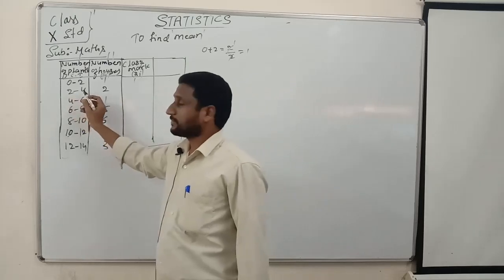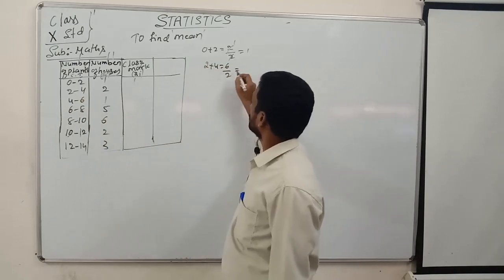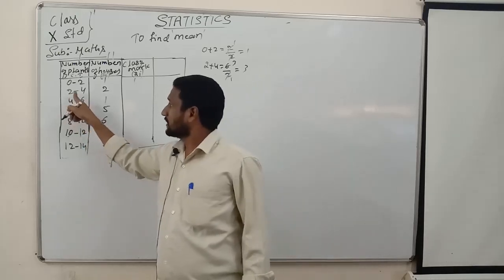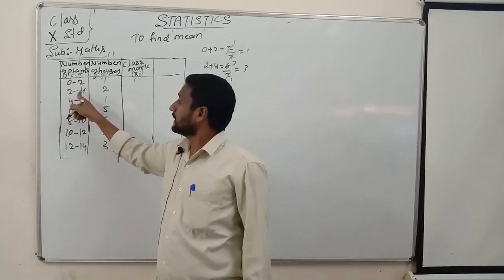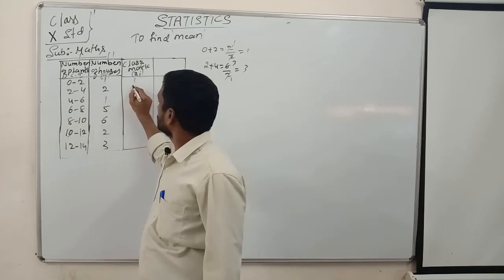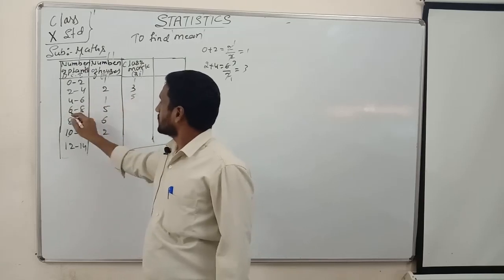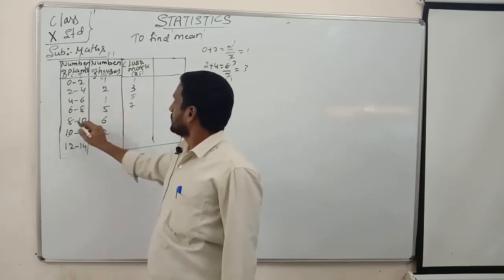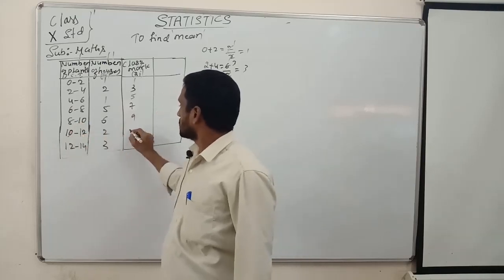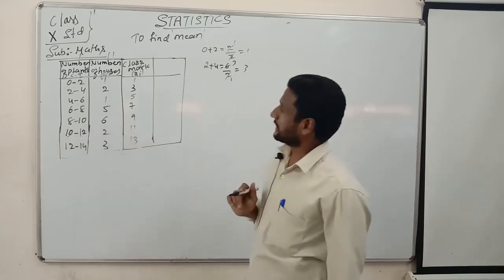Or 2 plus 4. How much? 2 plus 4 is equal to 6, divided by 2 is 3. So 3. Or it is nothing but the middle of these, these are consecutive even numbers. So in between which number will come, we can see that between 2 and 4 the middle is 3. 4 and 6, middle 5. 6 and 8, middle is 7. 8 and 10, middle is 9. Again average of these two, 10 and 12, that is 11. 12 and 14, that is 13. So this is called class mark here, class mark.